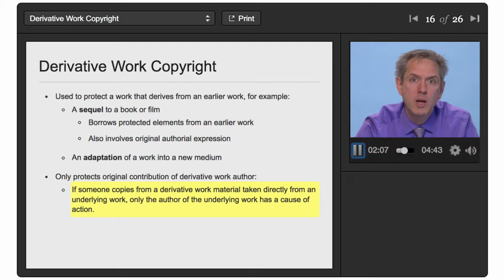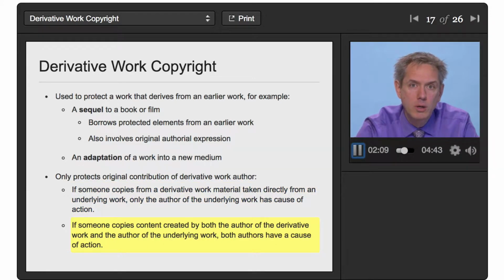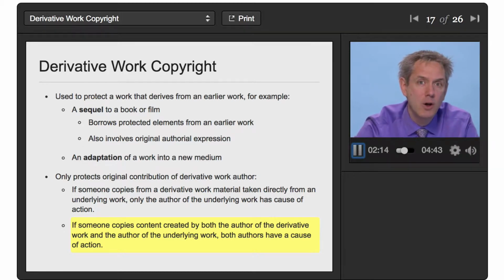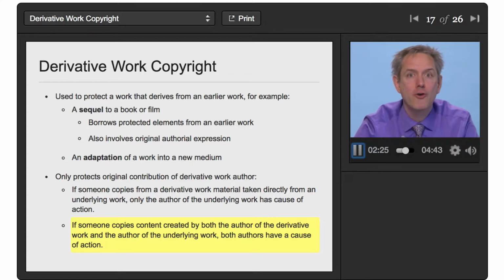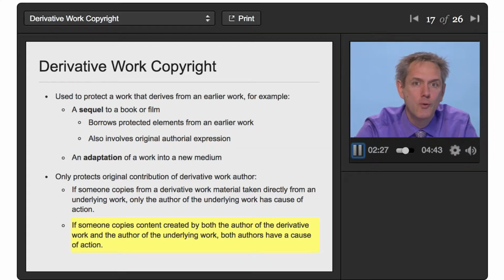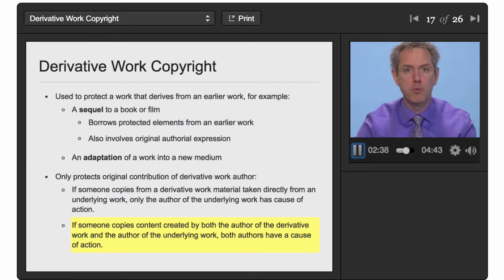Furthermore, if someone copies from the derivative work some expression where the derivative work author has added original expressive content, and it also incorporates original expressive content by the underlying author, then the third copyist, the person who is copying the derivative work, may violate the copyrights of both the derivative work author and the author of the underlying work that was the basis of the derivative work. So that's derivative work copyright.